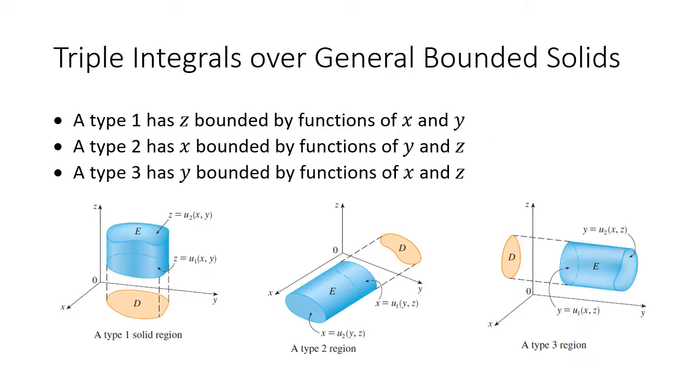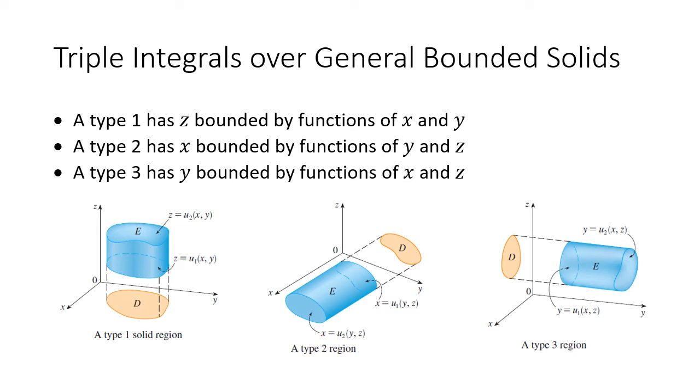Now, when we are doing our general bounded solids, there are three types. Now, it's not necessarily critical that you remember which one's a type 1, a type 2, or type 3, but it is critical that you understand the main concept here. So with a type 1, that means our z is going to be bounded by functions of x and y. That means that would be our function of two variables, and that's my type 1 region.